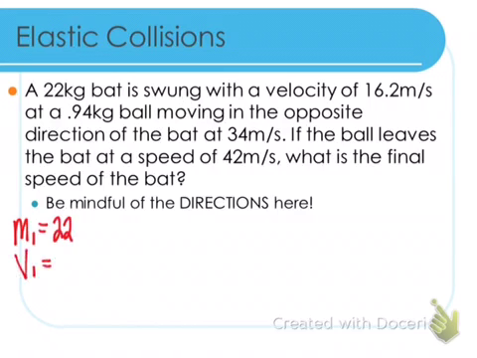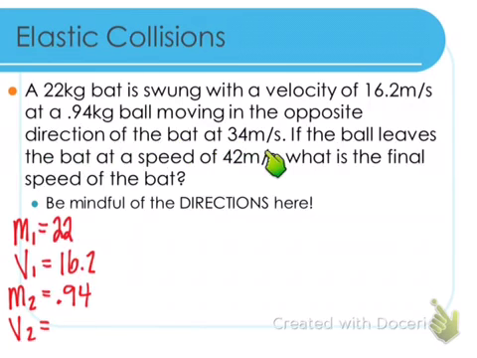Velocity of our first object before our collision is 16.2 meters per second. The mass of our second object, which is the ball, is 0.94 kilograms. And the velocity of our second object before the collision, it tells us it's coming in at 34 meters per second, but it's opposite the direction of the bat, which means we need to have a negative included there.